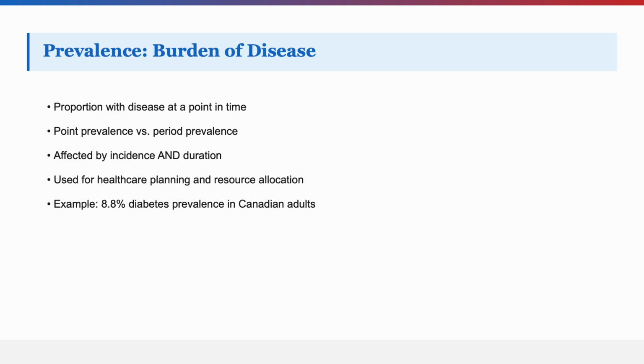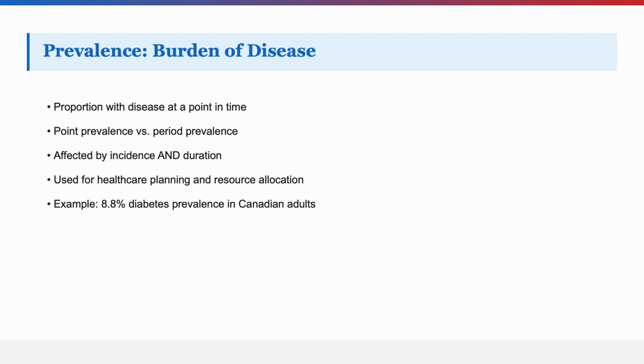Prevalence measures the burden of disease, how much disease exists in a population at a given time. The formula is simple: prevalence equals the number of existing cases divided by the population at risk, at a specific time. If 880 out of 10,000 adults have diabetes, the prevalence is 8.8%. Point prevalence measures disease at a single point in time, a snapshot. Period prevalence measures disease over a time interval, say, annual prevalence of influenza.